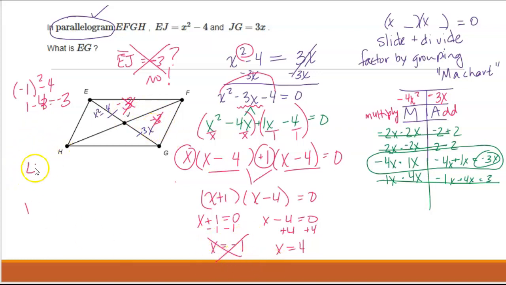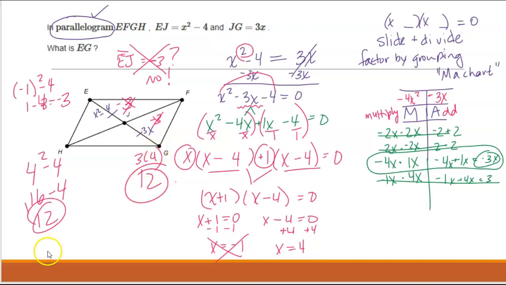So we'll plug in 4. And you get 16 minus 4, which is 12. And 3 times 4, which is 12. Here we go. So the measure of EG is 24. 12 plus 12 is 24.